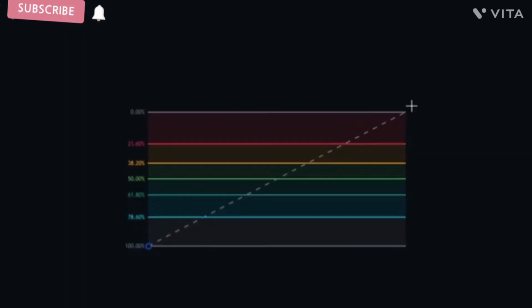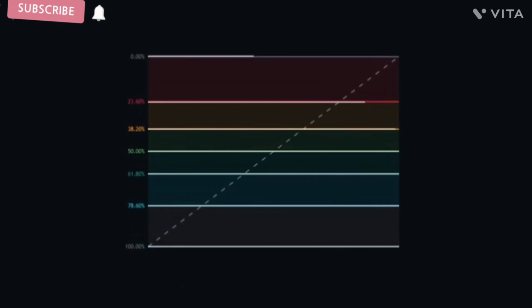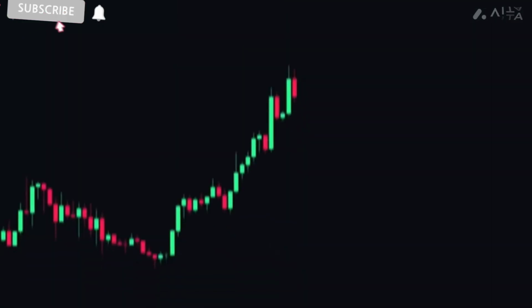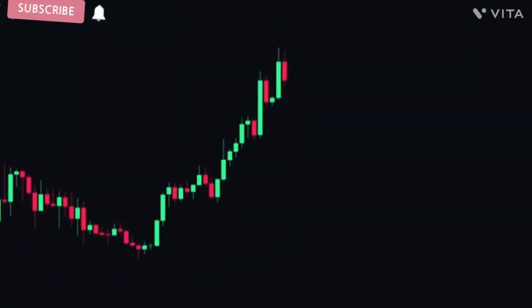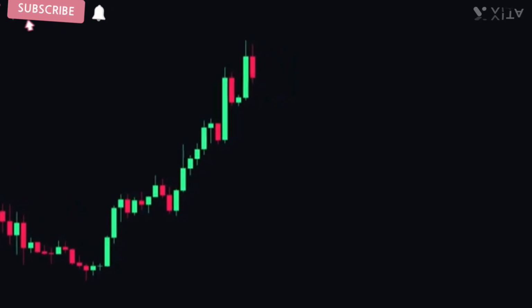If you don't already know, Fibonacci retracement is a popular tool that uses horizontal lines to show areas of potential support or resistance. In this strategy, the 61.8% level on the Fibonacci tool, also known as the golden zone, is particularly important. So, to combine fair value gaps with the Fibonacci retracement, we're using confluence between them.